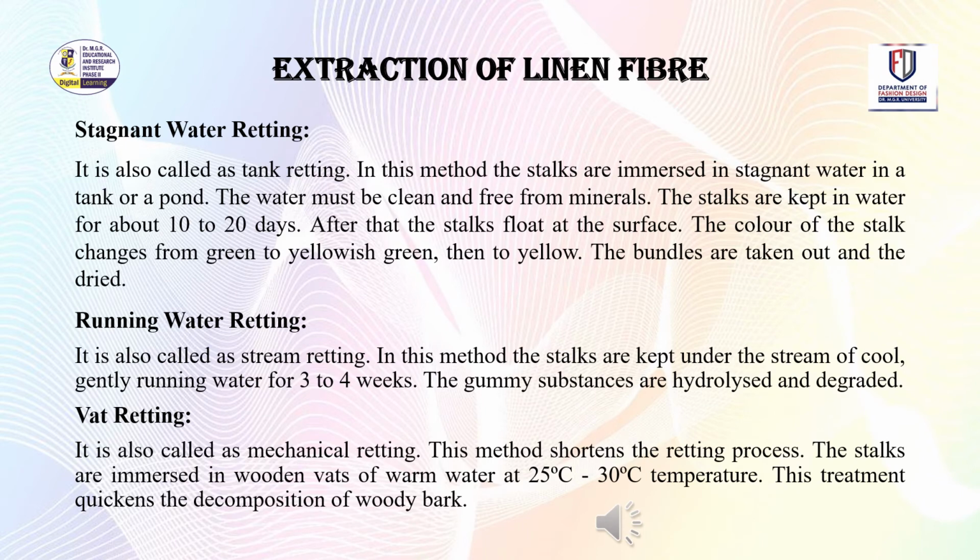Stagnant water retting. It is also called tank retting. In this method, the stalks are immersed in stagnant water in a tank or a pond. The water must be clean and free from minerals. The stalks are kept in water for about 10 to 20 days. After the stalk floats at the surface, the color of the stalk changes from green to yellowish green, then to yellow. The bundles are then taken out and kept to dry.